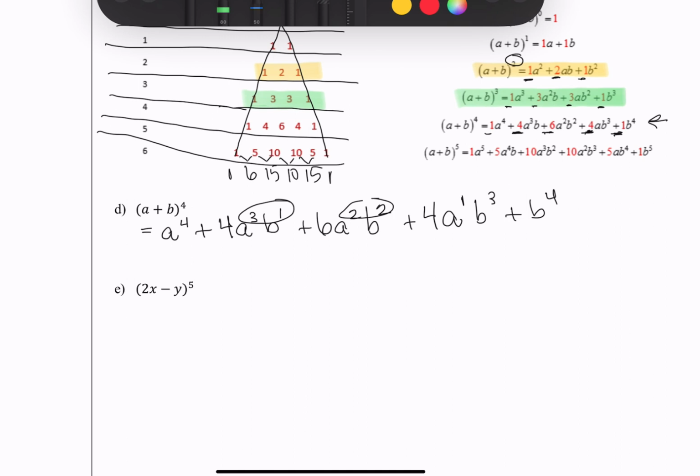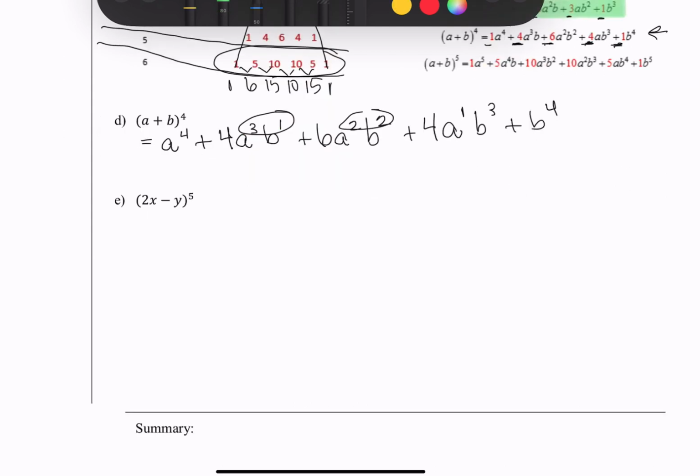All right, so let's move on to E. Let's make this a little bit more complicated. 2x minus y to the 5th power. Yes, could I multiply this out 5 times? I totally could. I do not want to. Instead, I'm going to use the coefficients from Pascal's triangle, which are right here. I'm going to use this 6th row here to help me get all the coefficients.